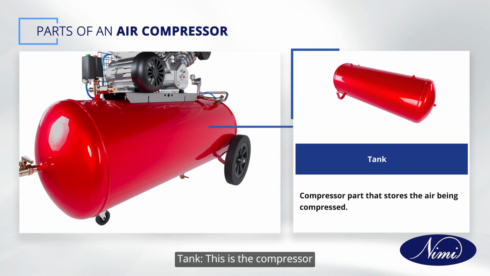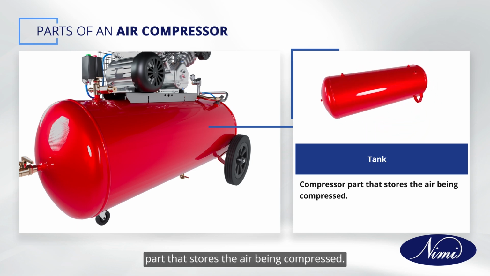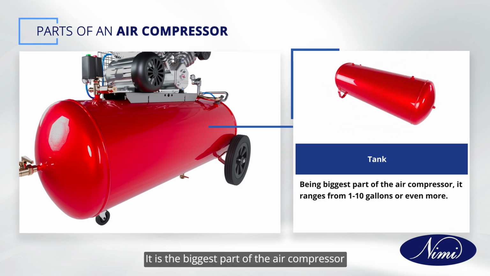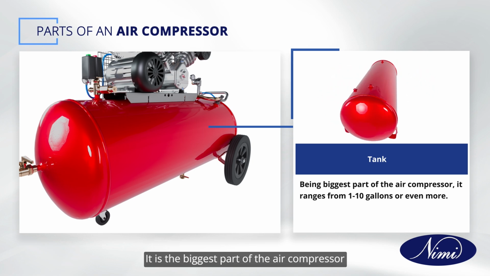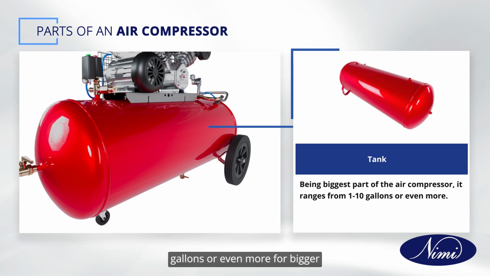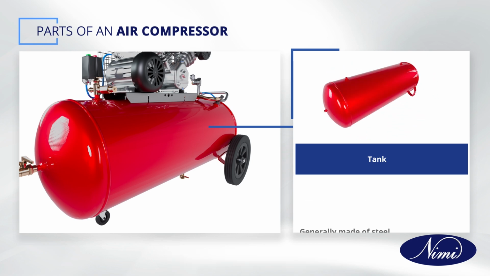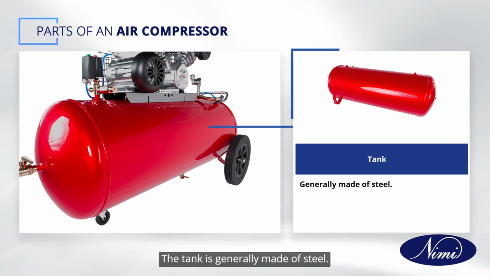Tank. This is the compressor part that stores the air being compressed. It is the biggest part of the air compressor and it can range from 1 to 10 gallons or even more for bigger construction needs. The tank is generally made of steel.